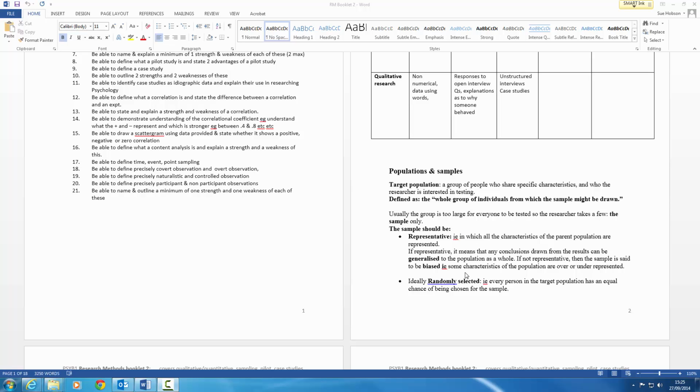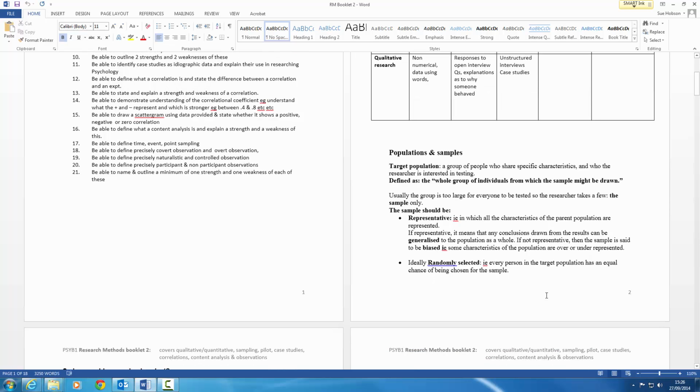Okay, the other thing is that we want to avoid this word here, bias. So ideally you are going to randomly select, and I'll explain what that is in a moment, but it basically means everybody in that target population has an equal chance of being selected for the sample. Okay, and we need that because we don't want to bias results. We don't want to handpick people.